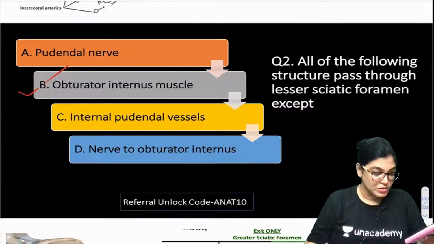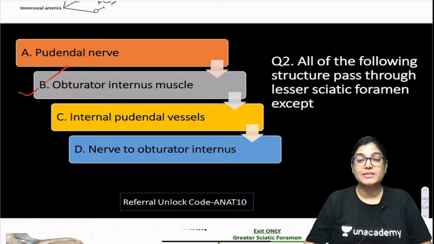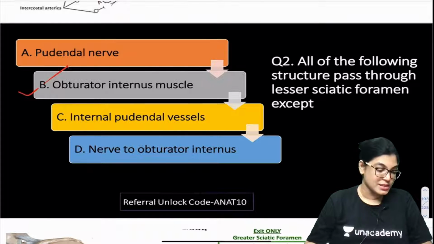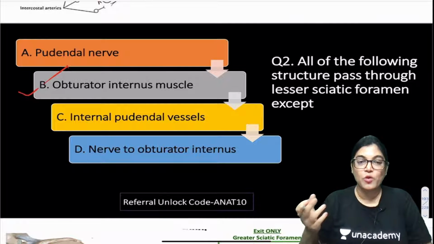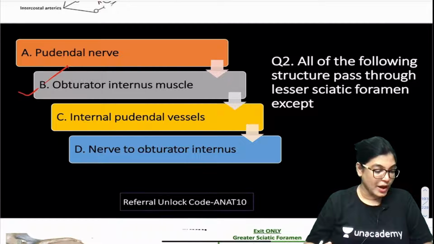Yes, Sarans, you are absolutely right. Sarans has already given the answer: it's the tendon, not the obturator internus muscle. Great explanation dear. That was the point which I wanted to tell, but you have already given the answer.